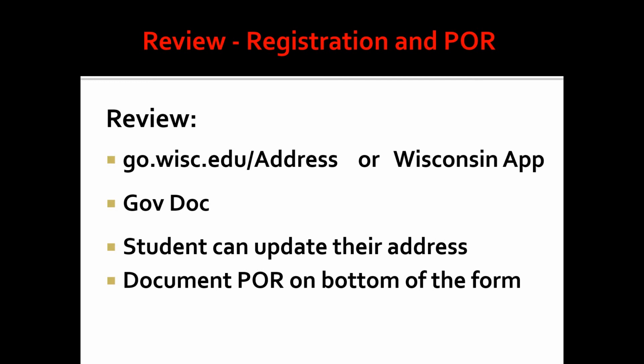So let's review. Go.wisc.edu/address is a direct path to the student's address page. An alternate is to use the Wisconsin app. The address page is a government document. The student can easily update their address if needed. Document the POR on the bottom of the form.